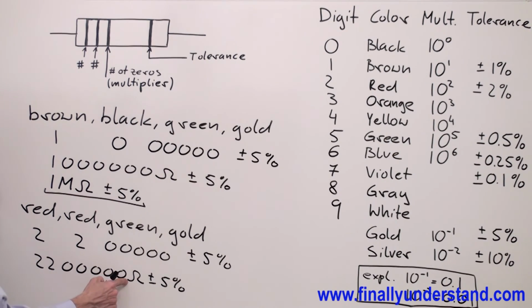Move the decimal point 1, 2, 3. 3 is not enough. I have to keep going to the left. 1, 2, 3. 6 places. That's why I'm going to have 2.2 mega ohms plus minus 5%. Remember, anytime you move 3 places, you will have kilo. If you move another 3 places, you are going to end up with mega. This is the resistance of this resistor.